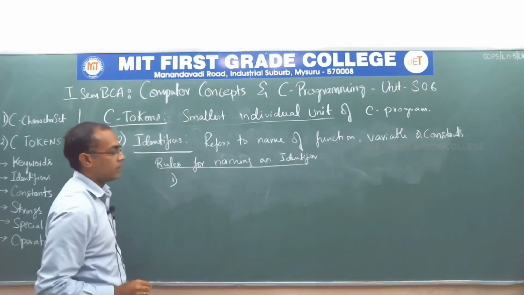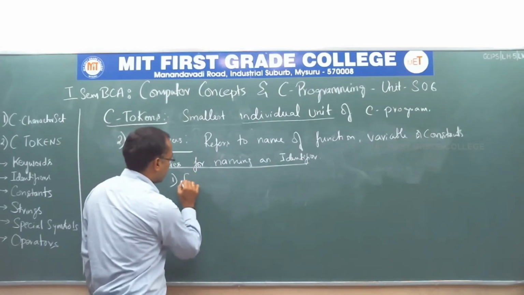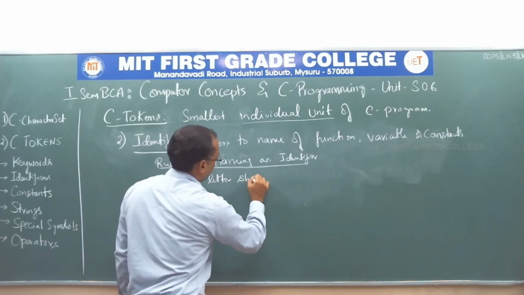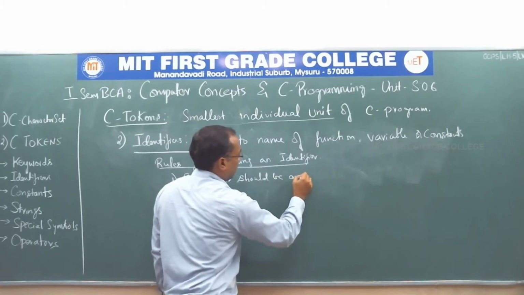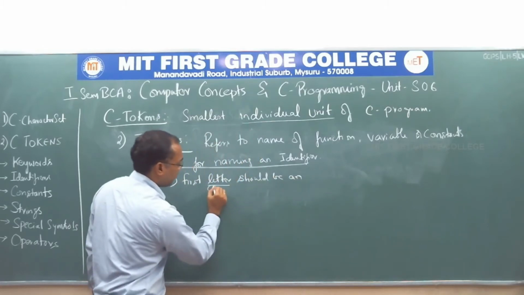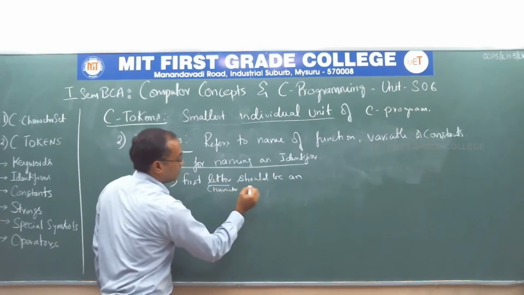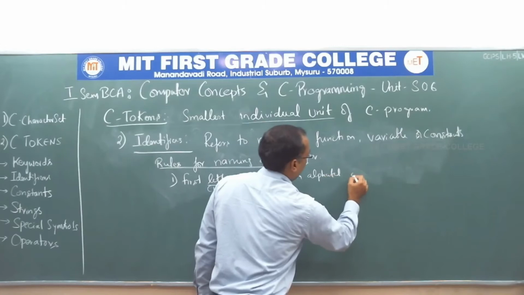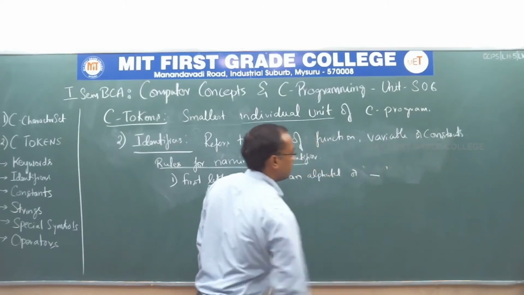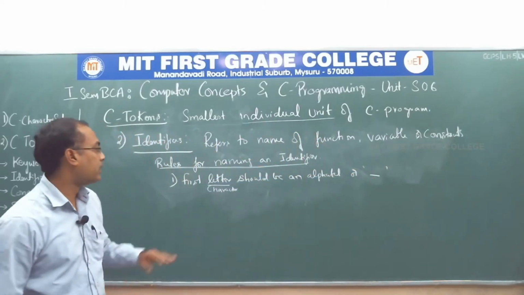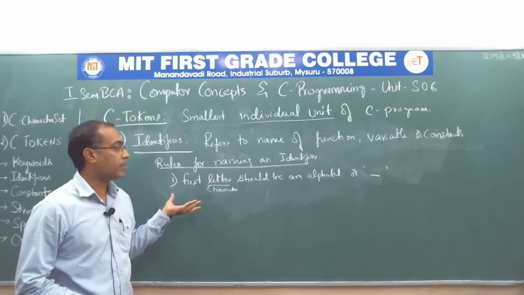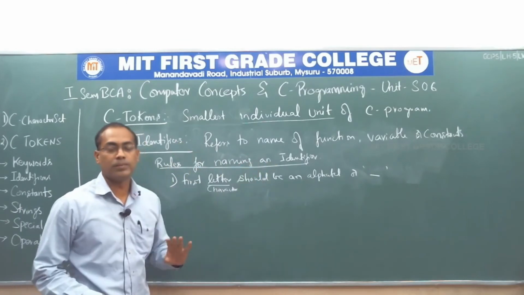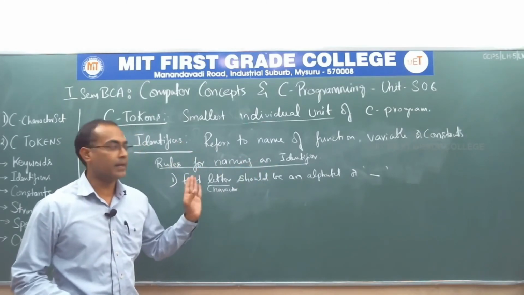The very first rule is, to be specific, the first character should be an alphabet or an underscore symbol. So this is called the underscore symbol. That is, when you want to name an identifier, it should begin with an alphabet or an underscore. Other than this, you cannot use anything else.